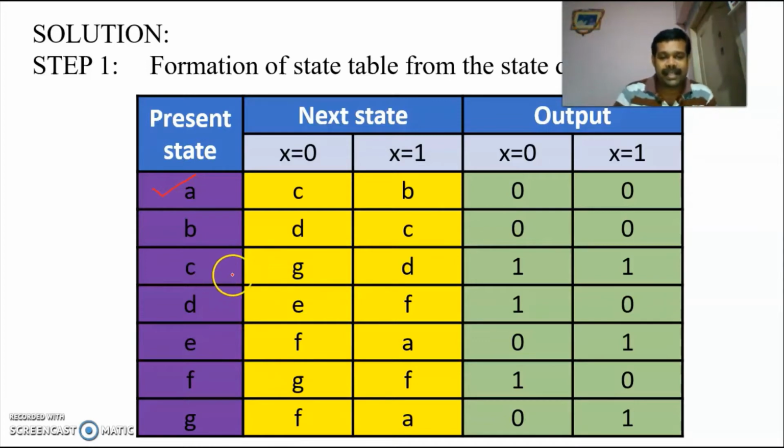Then I am comparing C with D. Here it is different. Then E, it is different. Then C and F. Here you are having G, here you are having G.